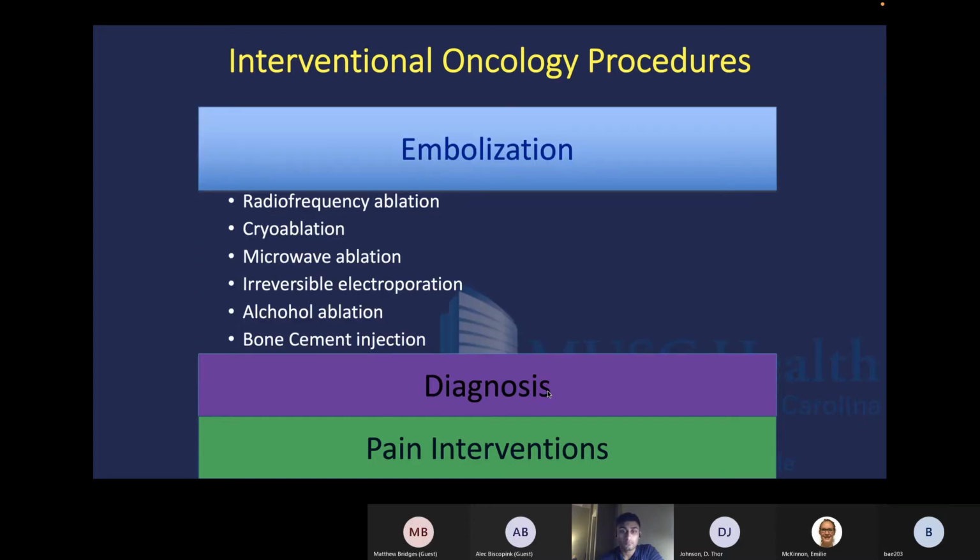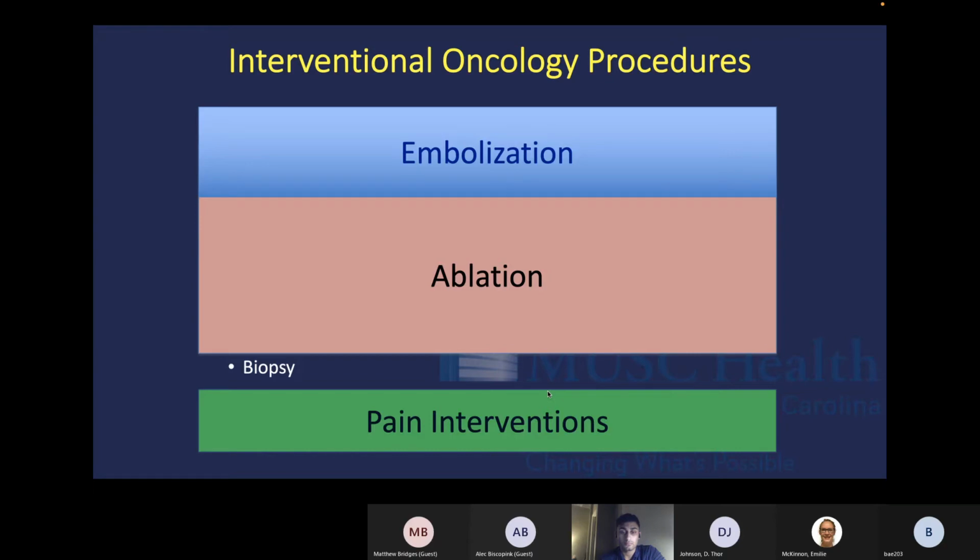For ablation, you're talking about radio frequency ablation, cryoablation, microablation, nanoknife or irreversible electroporation, which I'll talk a little bit about. That's still relatively new. Alcohol ablation or other chemical ablation. Sometimes we do citric acid ablation, although that's more common in Europe than it is in America. And then bone cement injection, which doesn't seem like an ablation, but it actually is, because the polymethyl methacrylate, which is the cement we use when we're doing kyphoplasties and that sort of thing, actually turns out that it heats up, and that results in some ablative effects. It heats up above 60 degrees, so it does ablate tissue.